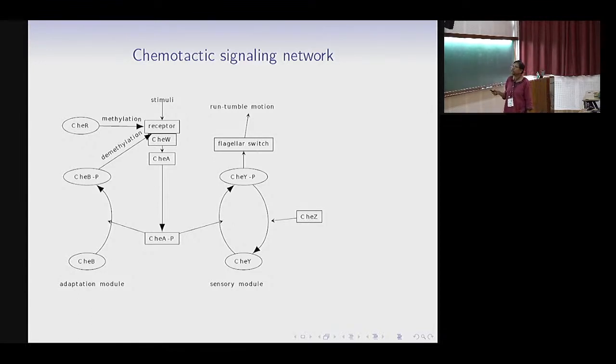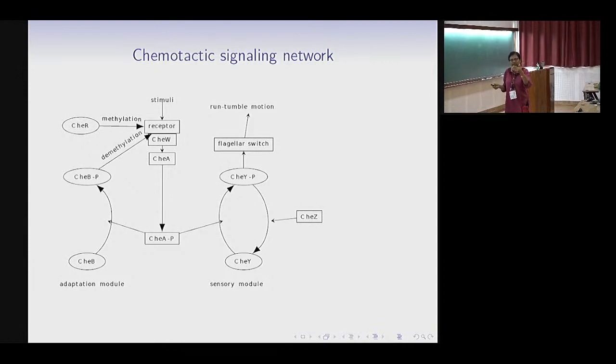When it is repulsive, then everything is just opposite to what I said. When a repellent binds to the receptor, it increases its activity, which in turn increases the tumbling bias. It will be like that.